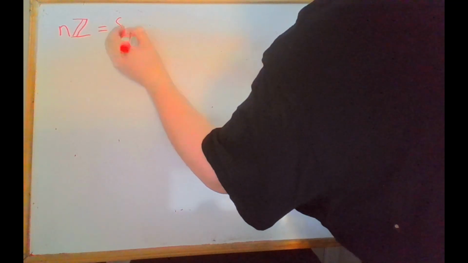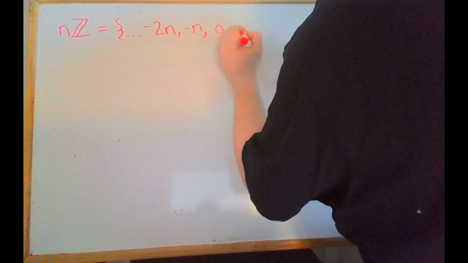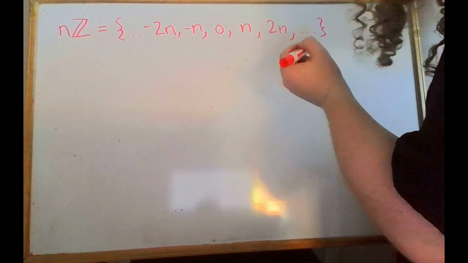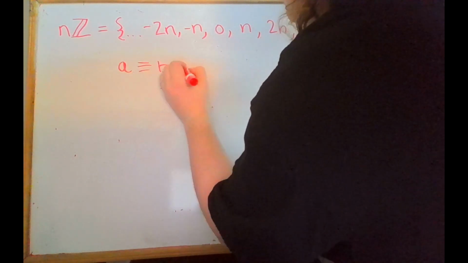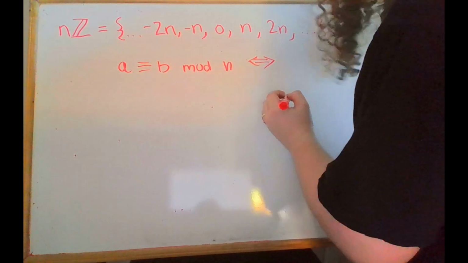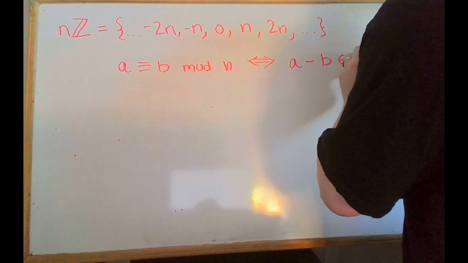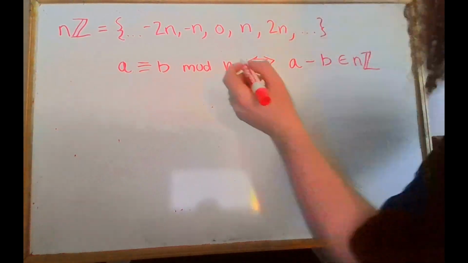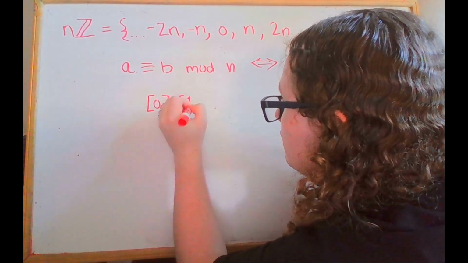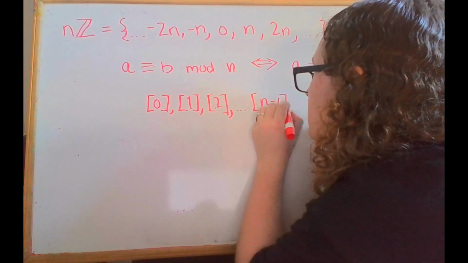Instead of looking only at even numbers, let's consider all multiples of n. The subgroup is nZ. Two integers are equivalent modulo n if they differ by a multiple of n. So a is congruent to b mod n. That means a minus b is in nZ. This partitions the integers into n classes, 0 through n minus 1.